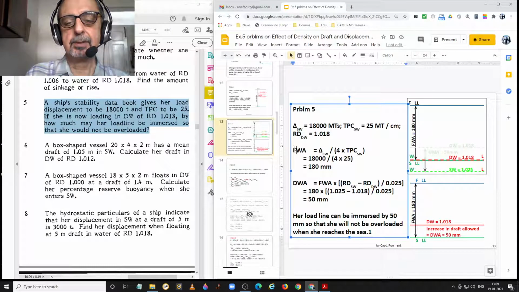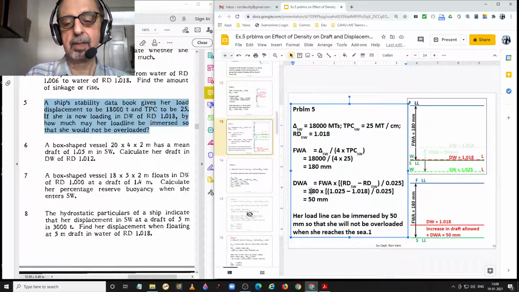Freshwater allowance is equal to displacement in salt water divided by 4 times the TPC in salt water. Thus 18,000 divided by 4 times 25 equal to 100. That gives us freshwater allowance equal to 180 millimeters. Dock water allowance, the formula is, as we know, freshwater allowance into the difference of the two relative densities divided by 0.025.